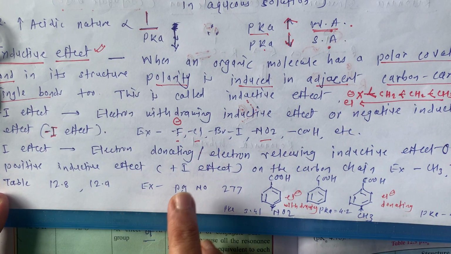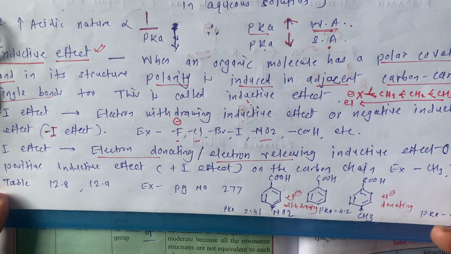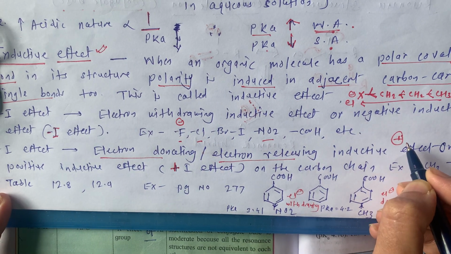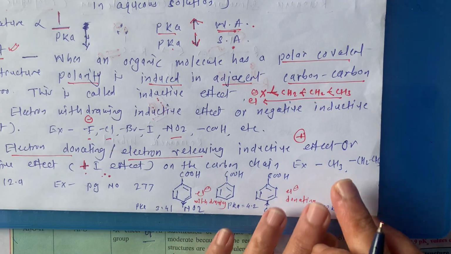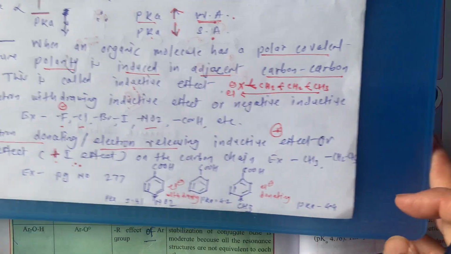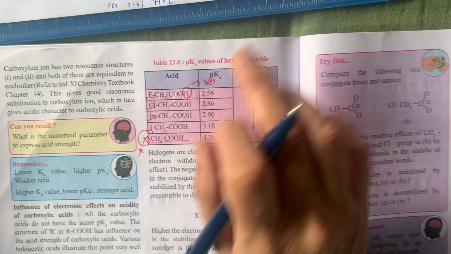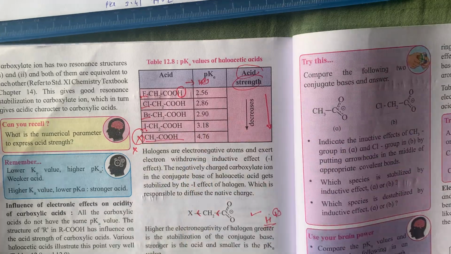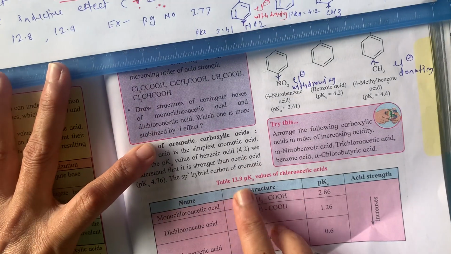But if the groups are electron donating or electron releasing, then they are having positive charge, and that's why we write here plus I effect. For example, there is a methyl group or an ethyl group. Here, for the negative charges we studied the minus I effect, we studied all these halogens. While for the electron donating effect, we are going to study table number 12.9.